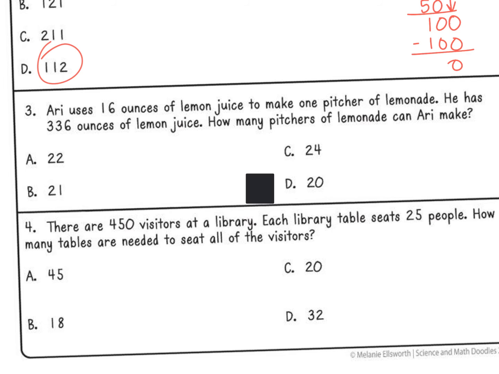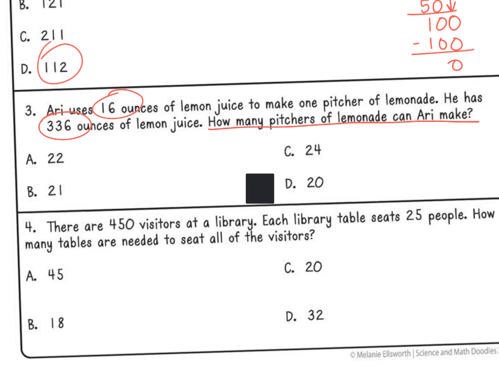Number 3, Ari uses 16 ounces of lemon juice to make 1 pitcher of lemonade. He has 336 ounces of lemon juice. So how many pitchers can he make? 336 divided by 16. What am I circling first before I set anything else? 16, 336. Underline how many. Each. Pitchers of lemonade. And what am I boxing?